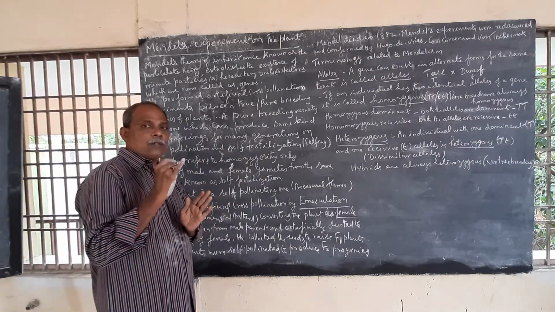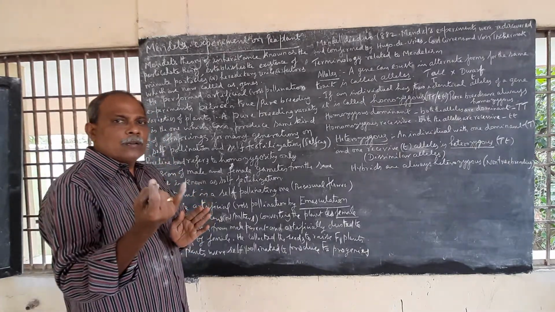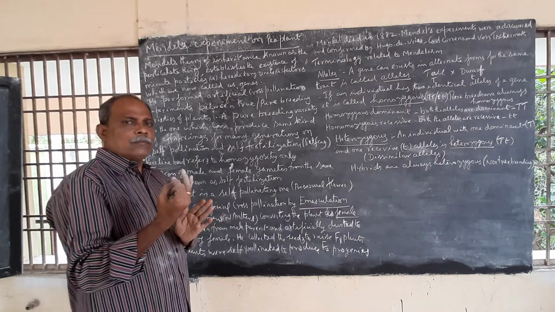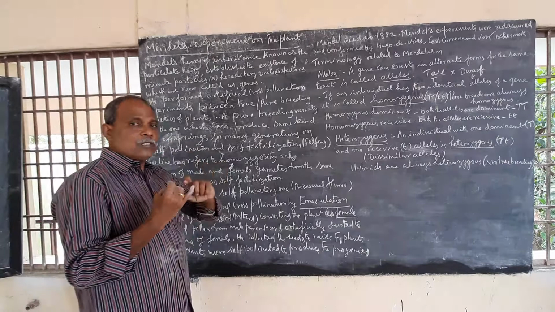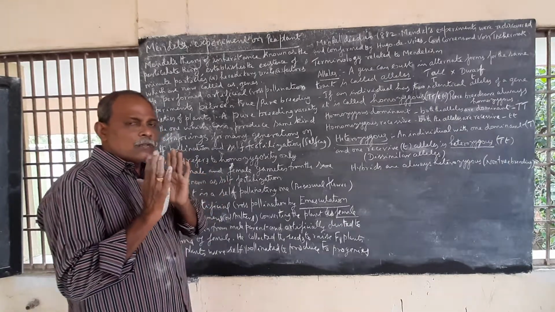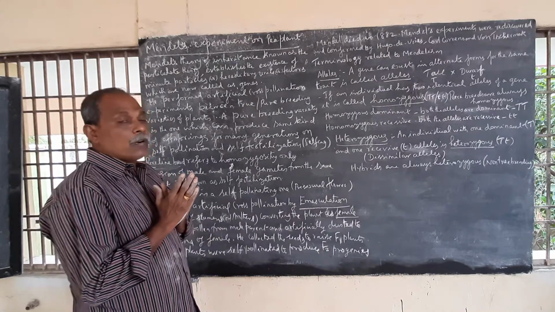Then pod color, green color dominant over yellow color. Then the next one, pod shape, inflated and constricted. So like that, these are the 7 pairs of contrasting characters found out by Mendel in the garden pea plant.